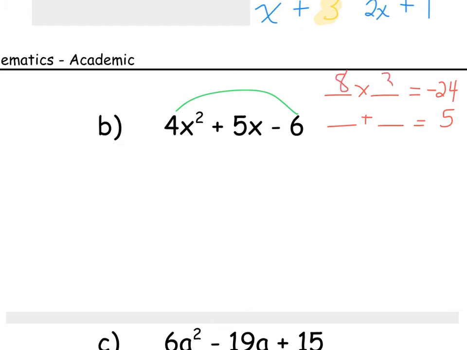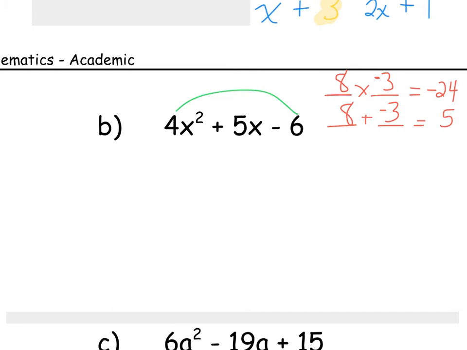And let me think about where the negative needs to go in order to end up with a positive 5. It looks to me like the 3 needs to be negative, and that will give me a product of negative 24. So there, I found my 2 numbers. So I'm going to do this using the decomposition method and then the simpler quick trick method.